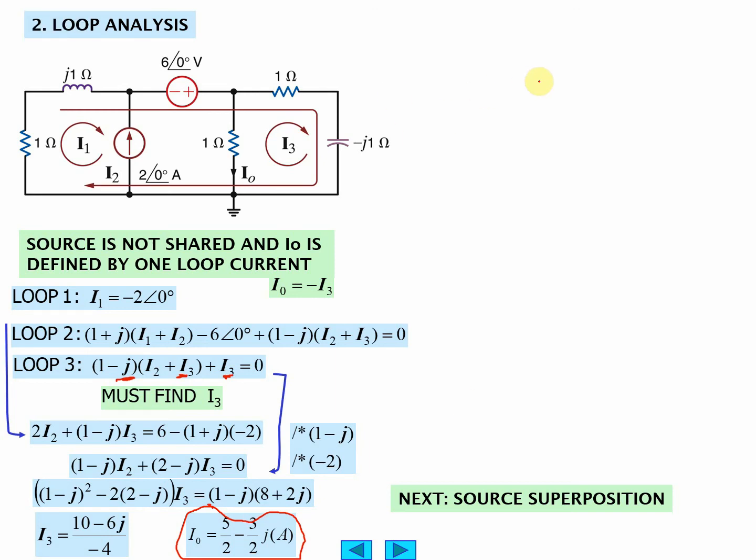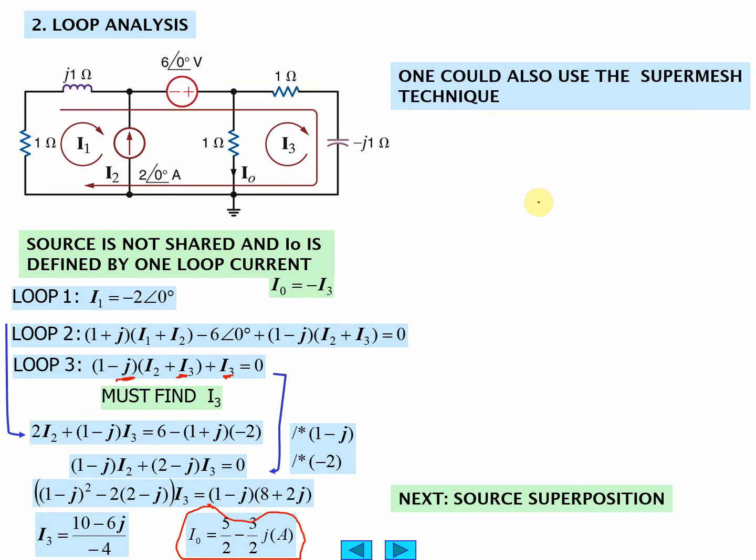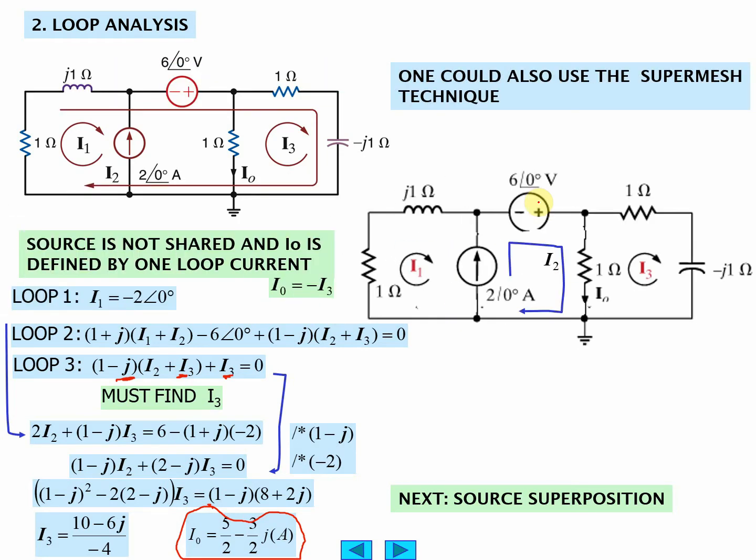Okay, I just wanted to say one last thing about this previous problem from the previous video. You could use a supernode. So you have I1 and I3 just like before. I2 can go around here. You just have this extra voltage you got to take care of.